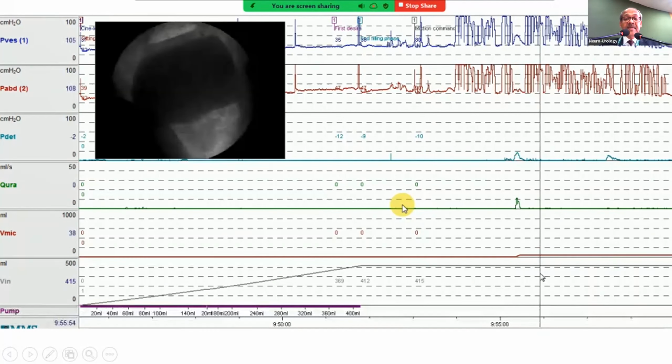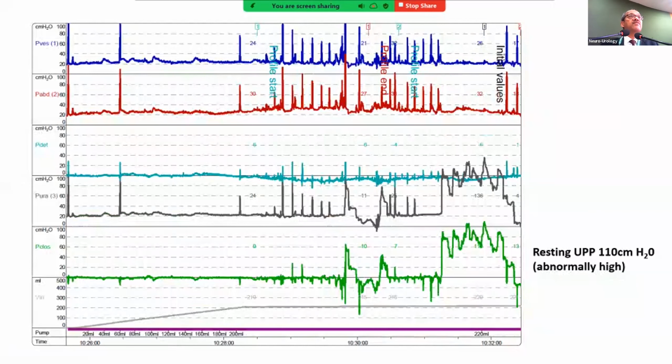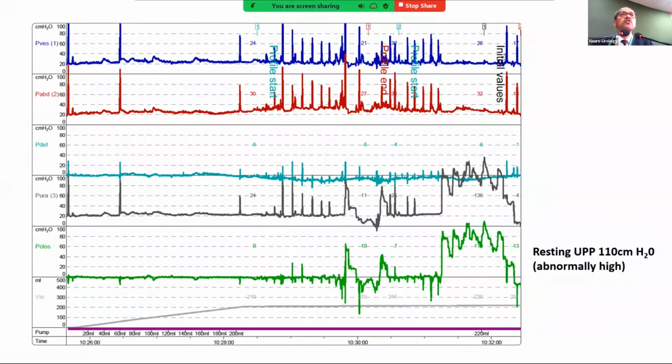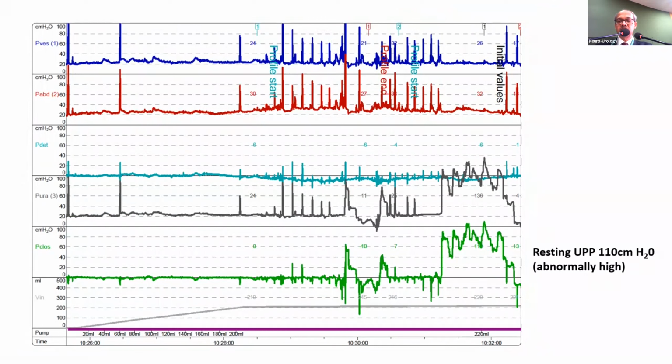Okay, so that was the clue that she might be having a dysfunctional void. And so we did a resting urethral pressure profile for her. Although you do not have very good standardization for pediatric resting urethral pressure profiles, this 110 centimeter resting urethral pressure profile is a very high resting urethral pressure profile.